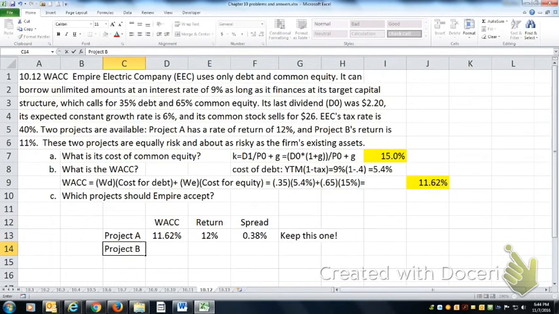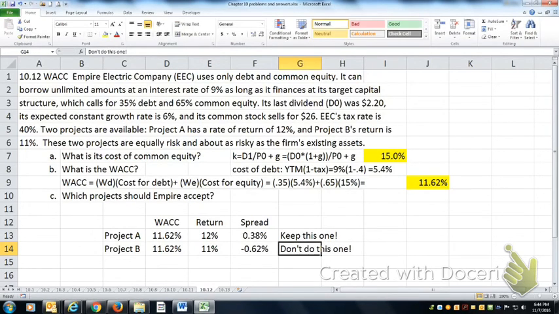Project B, on the other hand, has the same weighted average cost of capital. It only earns 11%, which means you'd lose money, so don't do this one. So which project should Empire accept? You only want to accept Project A because Project B doesn't make enough money. It only earns 11%, but it costs us 11.62% to actually do it. So, short answer, keep Project A.